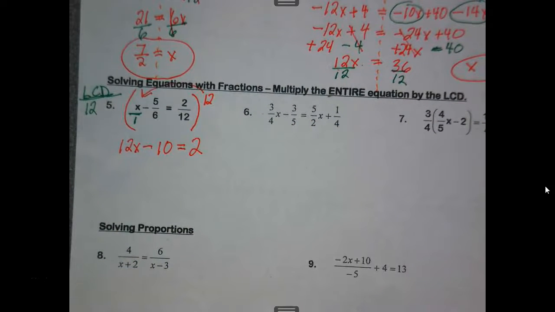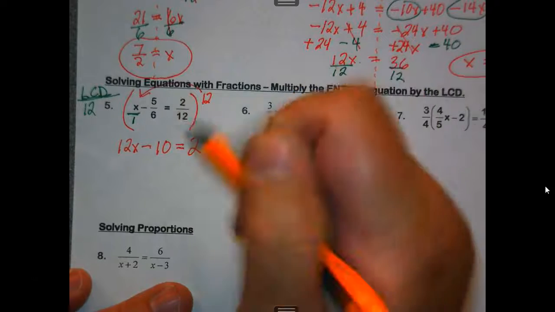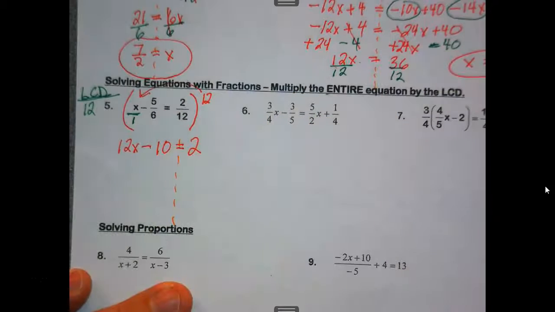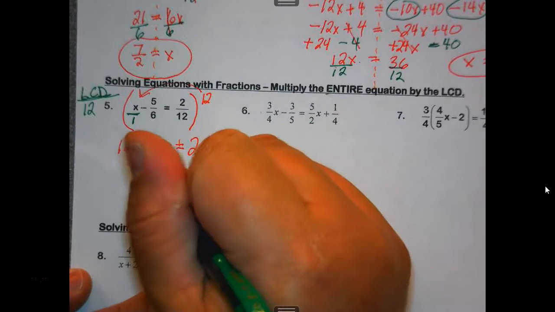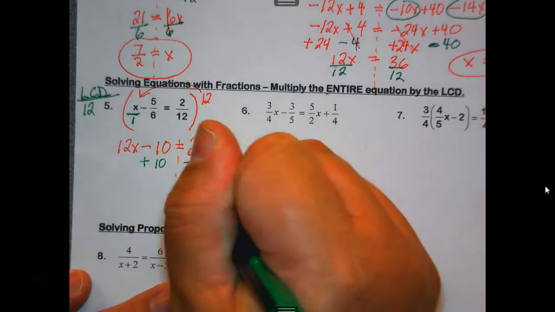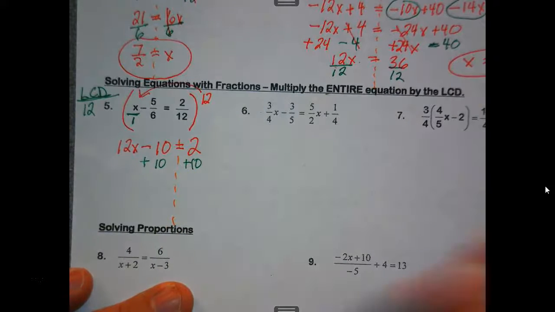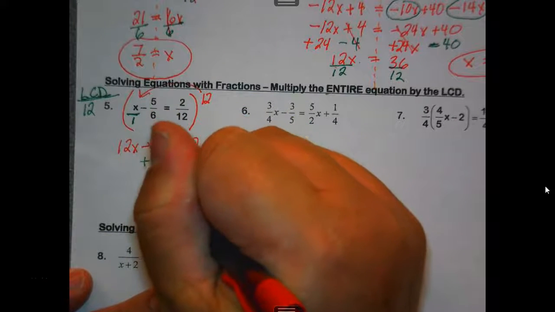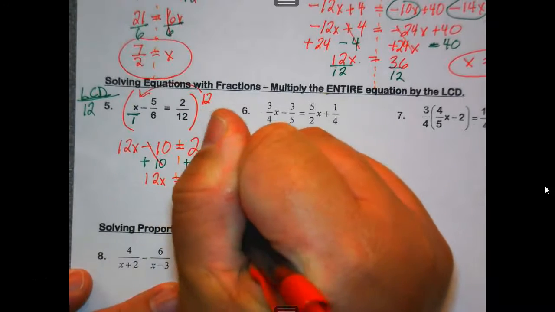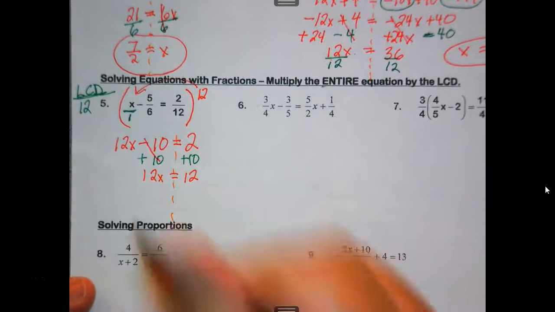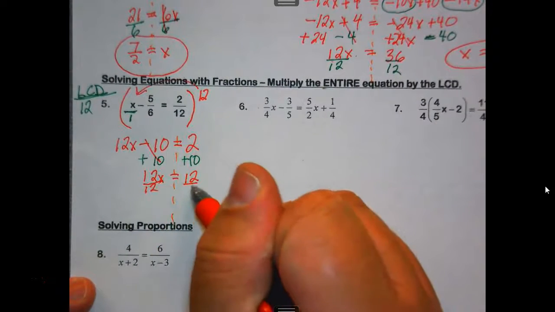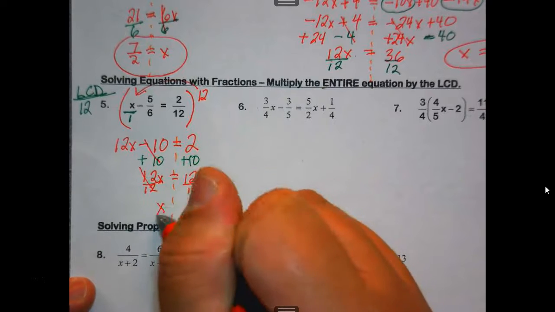Now solve for x. Add 12 to both sides. I'm sorry, add 10 to both sides. 12x equals 12, divided by the coefficient 12. So x equals.